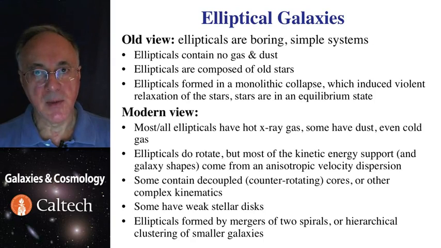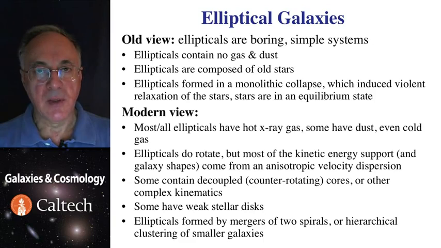They're also not simple systems. They have subsystems, just like spiral galaxies do. Some ellipticals seem to show weak disks. Some have special decoupled cores in the middle. Most of them have supermassive black holes in the centers.